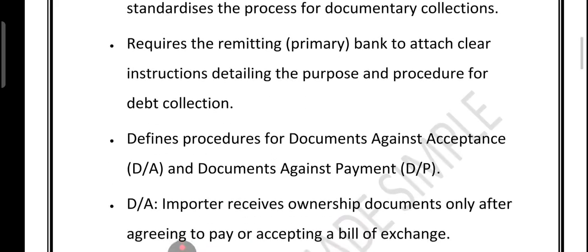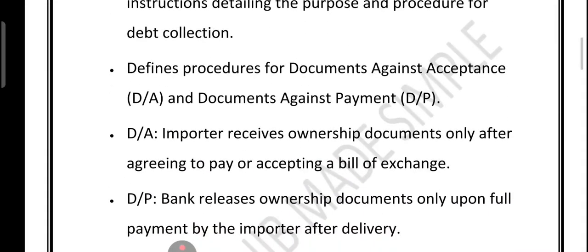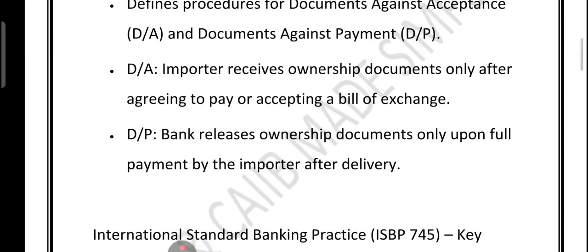It also clearly explains two important methods. The first is called DA, which means documents against acceptance, which means the importer only gets the ownership documents if they agree to pay later, usually by signing a bill of exchange. And the other is called DP, which means documents against payment, which means the importer gets the ownership documents only after making the full payment. So in other words, we can say DA is pay later, get the goods now, DP is pay now, get the goods.